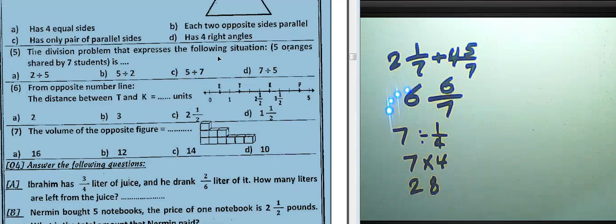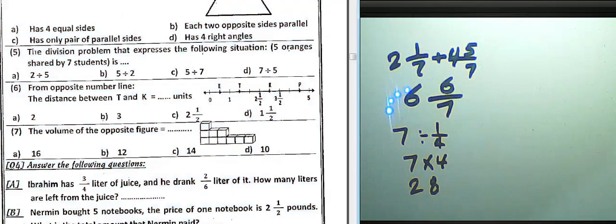The division problem that expresses the following situation: 5 oranges shared by 7 students. It will be 5 divided by 7.